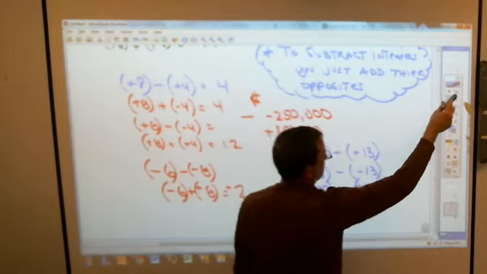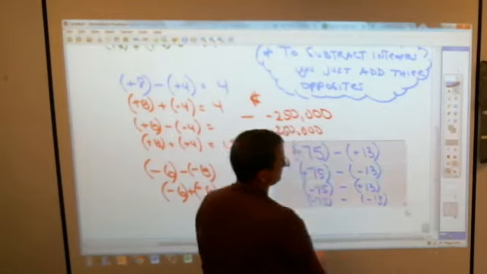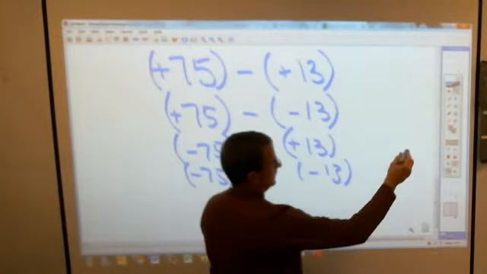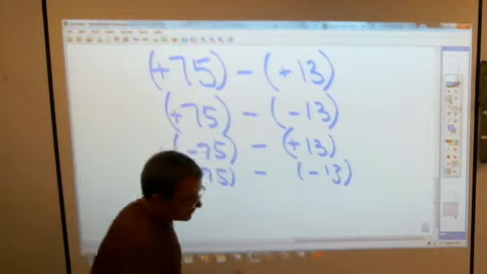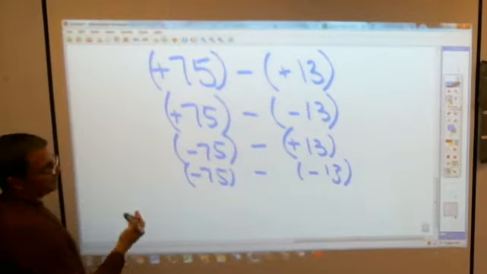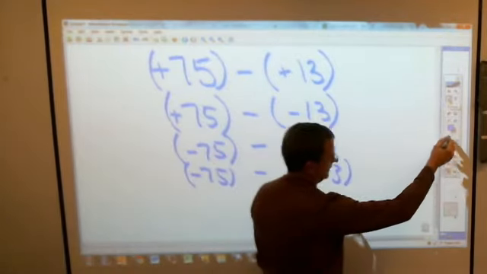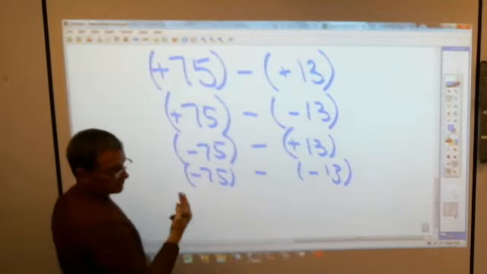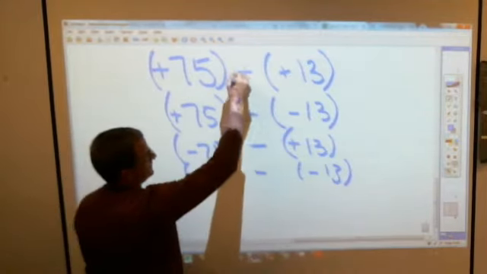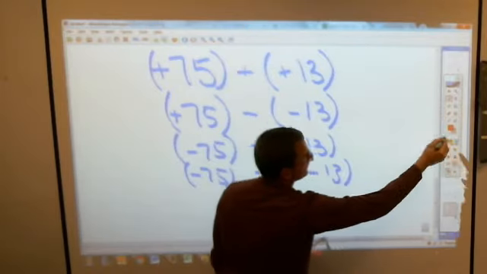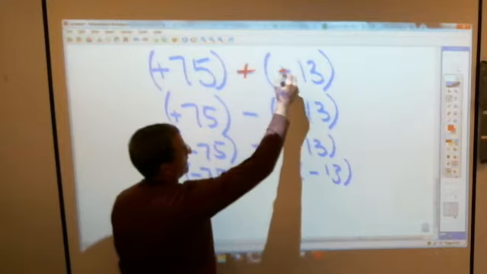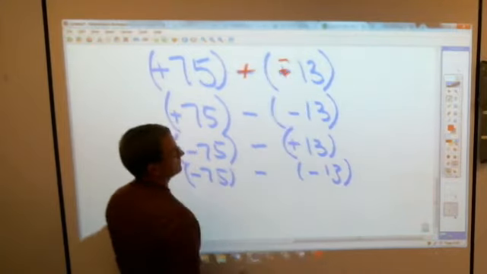So again, if you follow the simple little rules, you can just change them all right away, but we won't. Let's just write it out here. Really all you're doing is this to do all of these problems. You're changing this to plus and changing this to its opposite so it becomes minus.